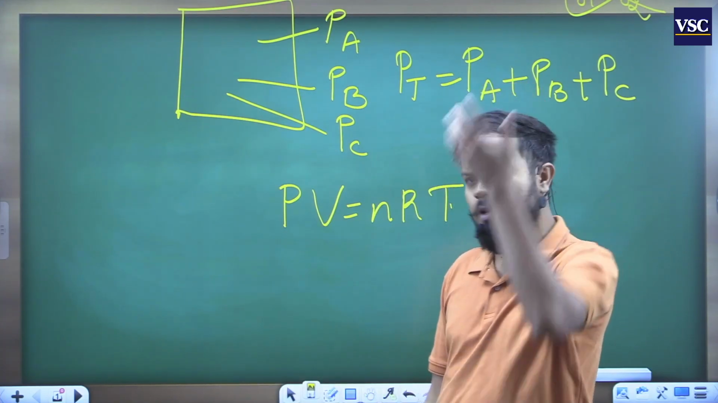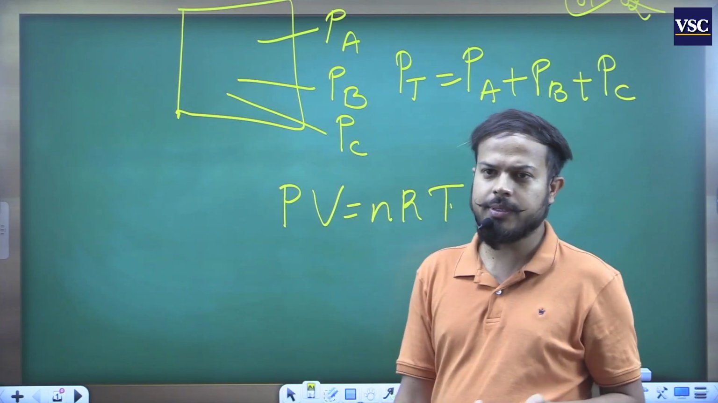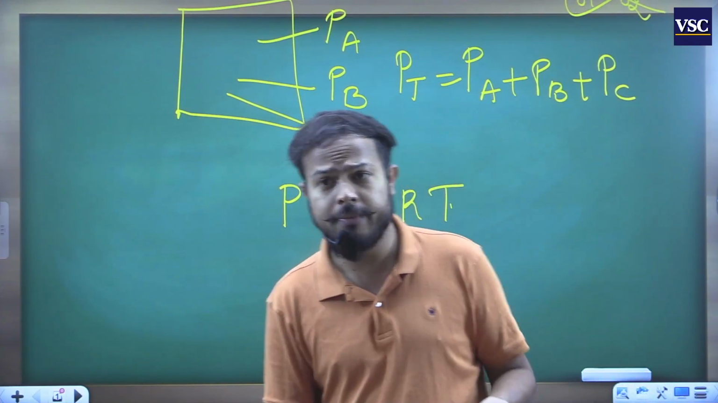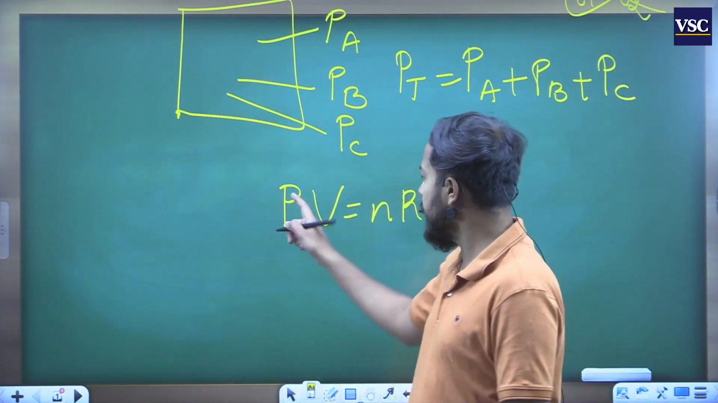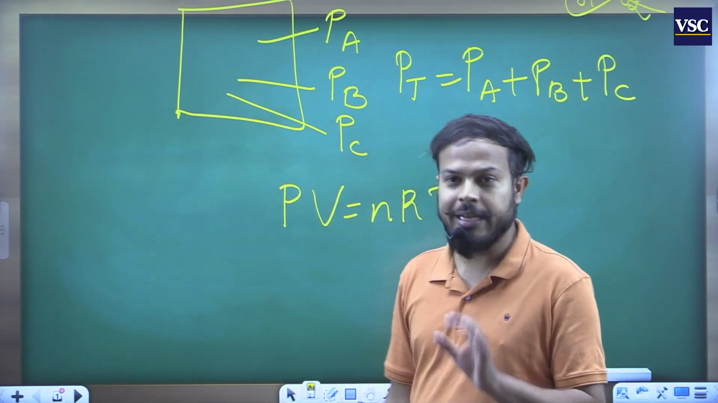What is P here? Pressure. What is V here? Volume of the container. n is moles. R is the universal gas constant, 1 by 12 will take it, or 0.0821 atm liter mole inverse Kelvin inverse. And temperature has to be taken in Kelvin. Okay, P has to be taken in atm, while volume has to be taken in liter.